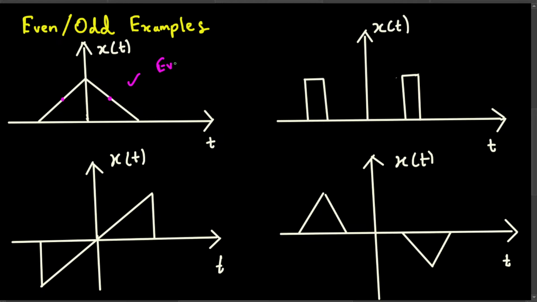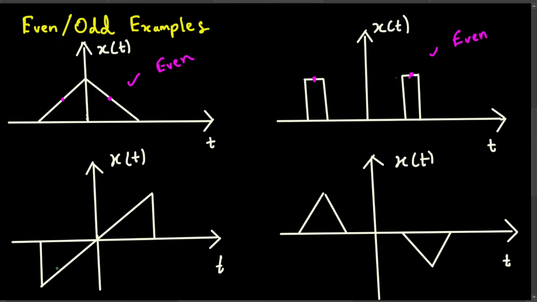This is an even signal. And this one also is exactly the same. Let's say this is -2 and you pick a point here, and at +2 you pick a point here. That is exactly the same y value. So this is also an even signal.